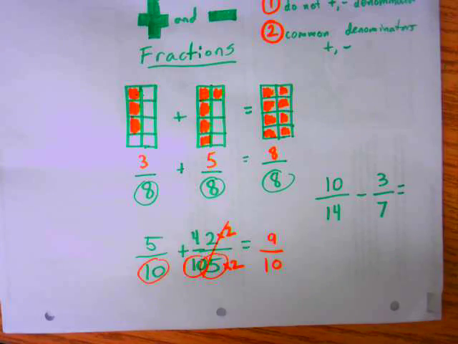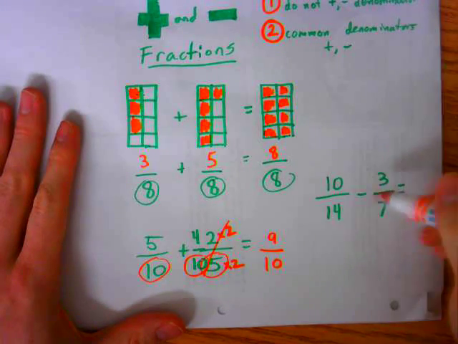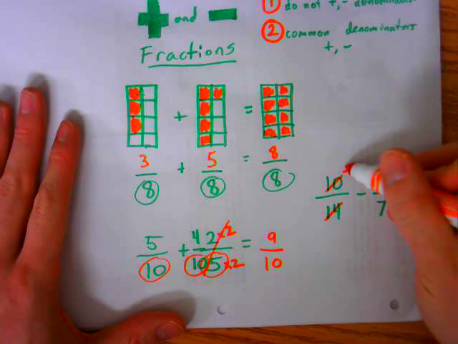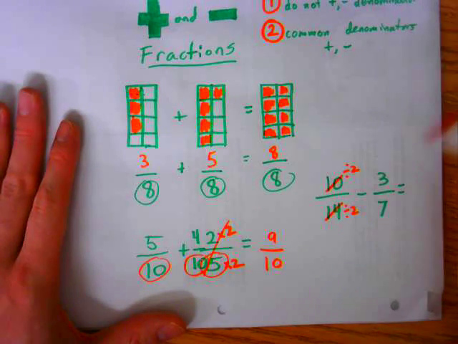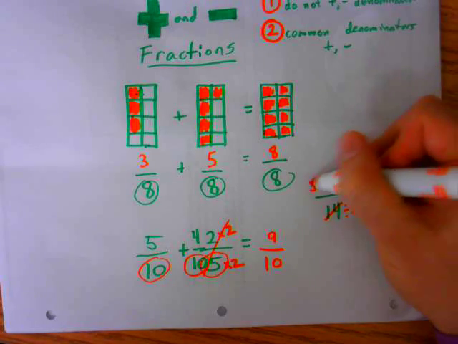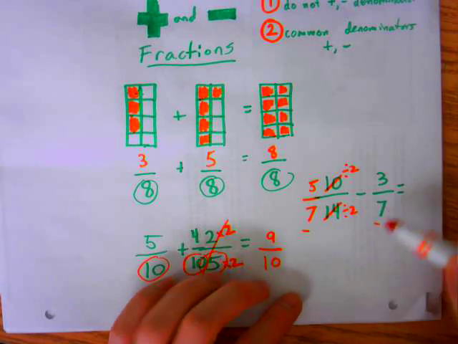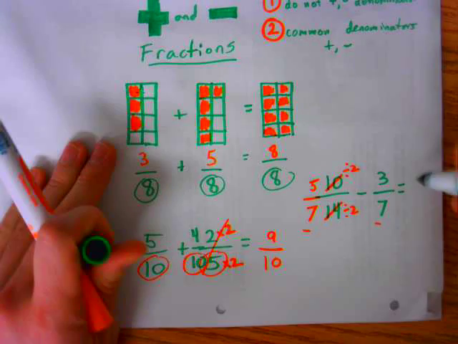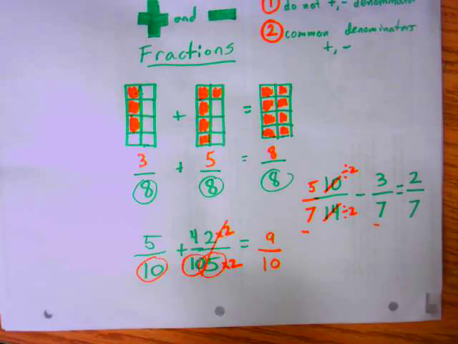What does 7 and 14 have in common? We're going to divide this by 2. Remember, we can use division or multiplication to change our denominators. And now our new fraction will be 5 over 7. And now that we have common denominators, we can now subtract this question. 5 minus 3 is 2 over 7. And that would be our correct answer.